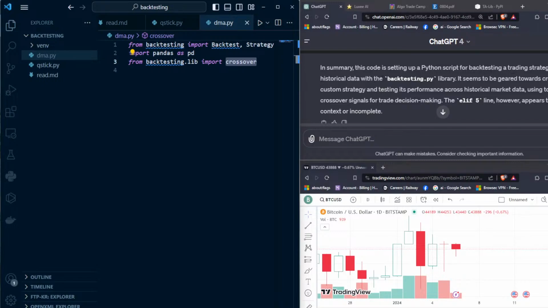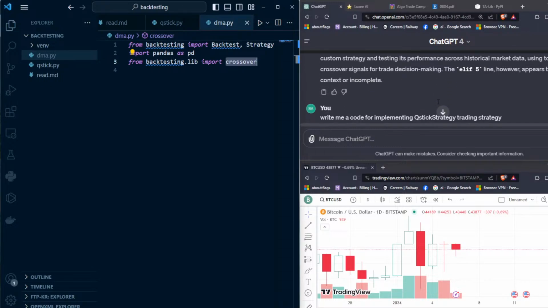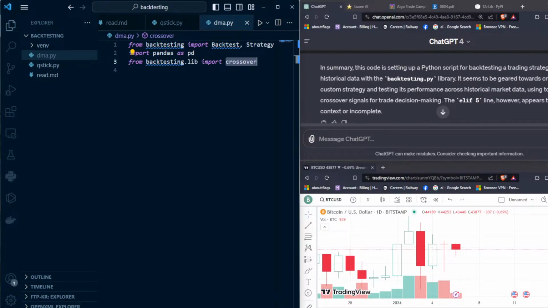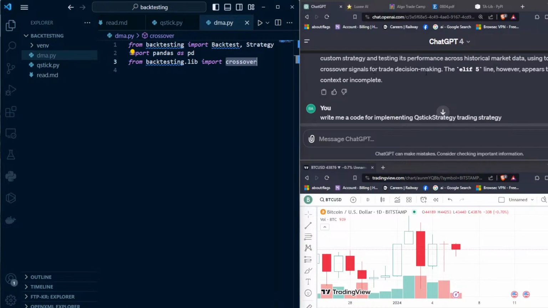In summary, this code is setting up a Python script for backtesting a trading strategy using historical data. With the backtesting.py library, it seems to be geared towards creating a custom strategy and testing its performance across historical market data, using tools like crossover signals for trade decision making. I used Lefty 5 so that it explains it.